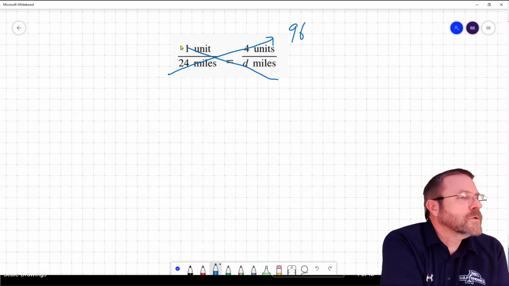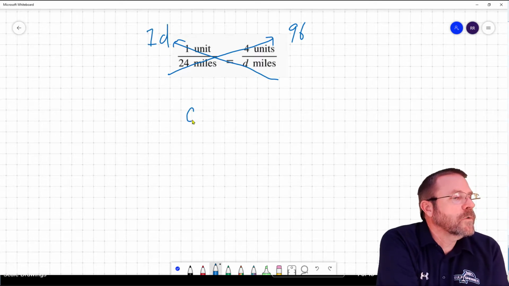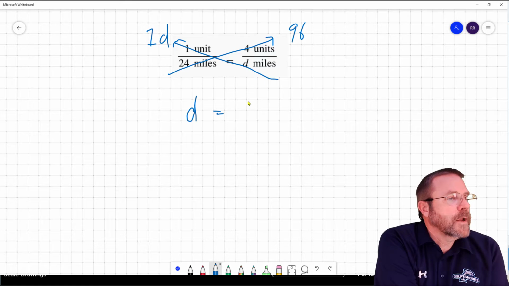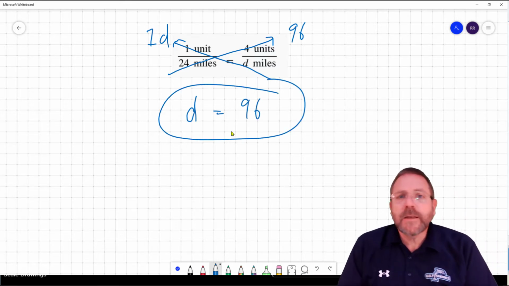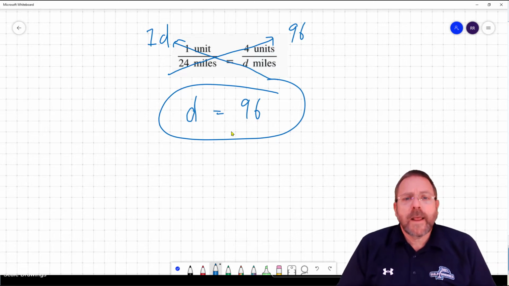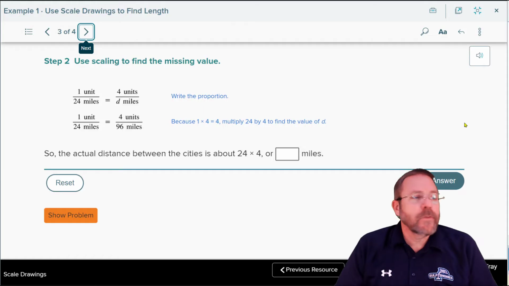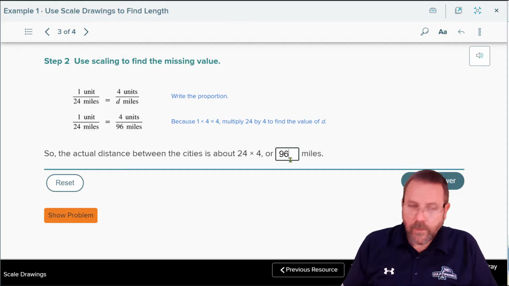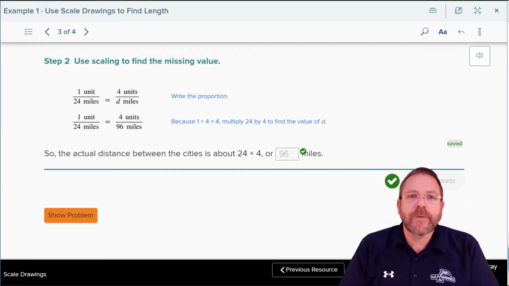And then in this direction, you have D times 1, which is going to be known as 1D, also known as just D. Bring them down and set them equal to each other. D is equal to 96, and that is some good quality supporting work on how to get your answers. That's using big kid algebraic math, carrying your formula or your variable all the way through. Type in our 96, we get a happy sound.